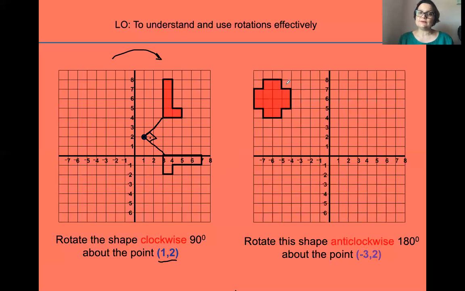On the right-hand side, we have a different shape, but this time we are going to rotate this shape anti-clockwise, which means this way. And the degree is 180 degrees. So what we do about the point -3, 2, plot the point of rotation first. -3, 2, so it's going to be right there. And then join the point of rotation with one of the closest points. In this case, there's 2. So join to this one with a straight line.